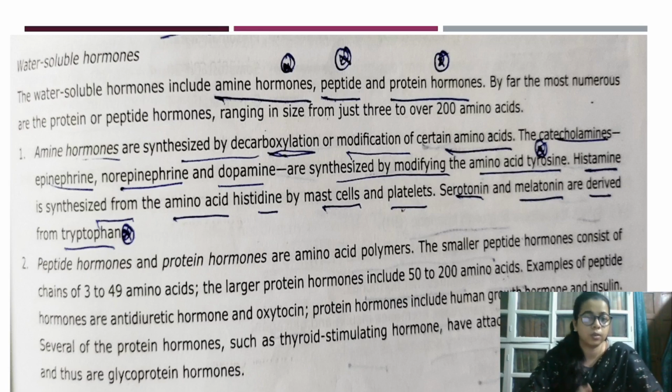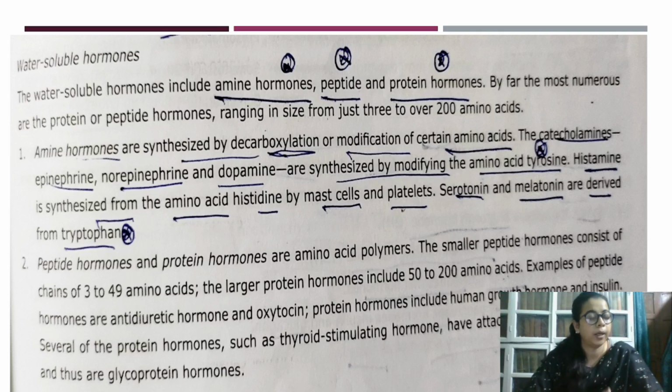There are different types of amino acids, as we have studied. One is the amine hormone, which is synthesized by the decarboxylation process. For example, the catecholamines, epinephrine, norepinephrine, dopamine, are amine hormones. They are synthesized from the amino acid tyrosine. Serotonin and melatonin are also amine hormones.